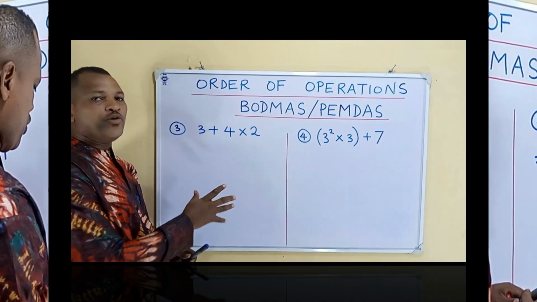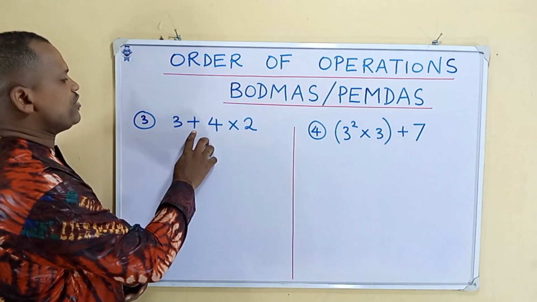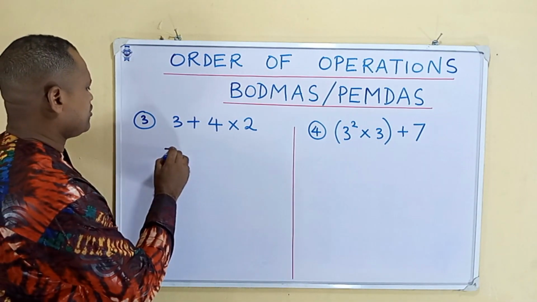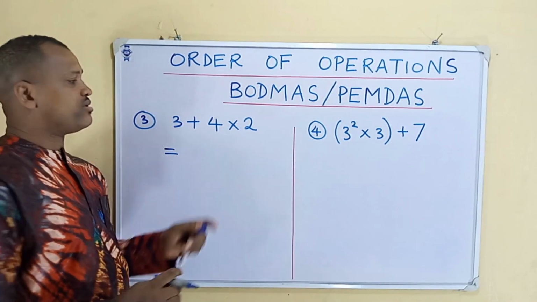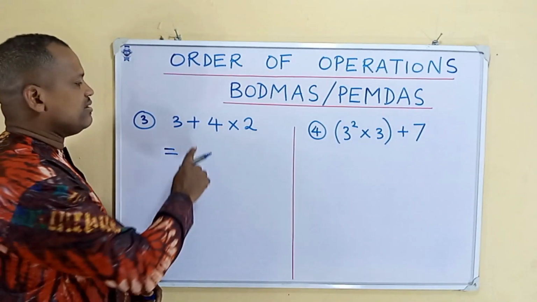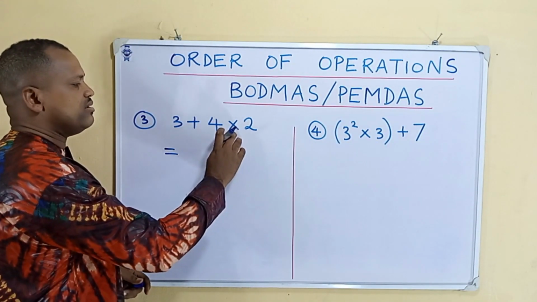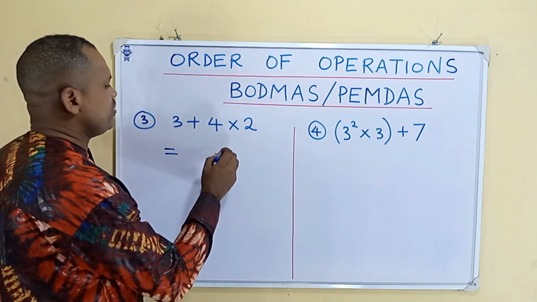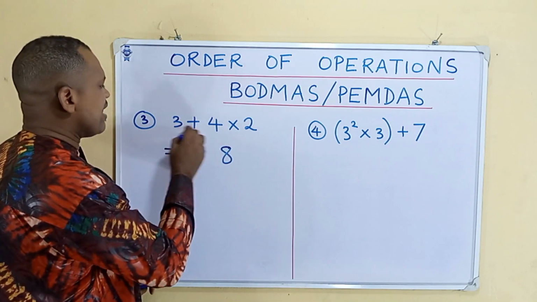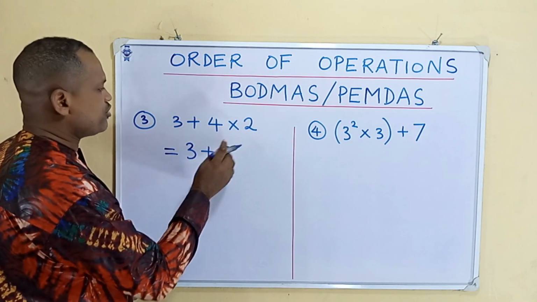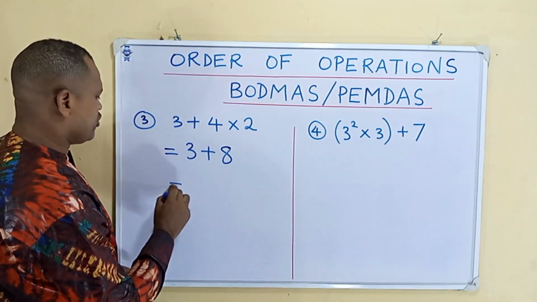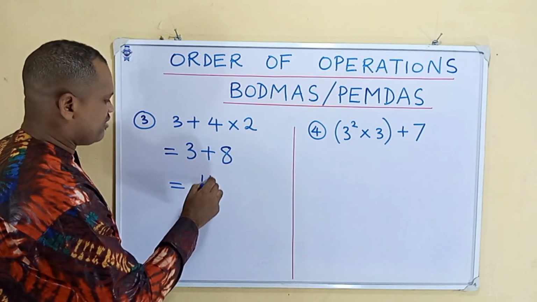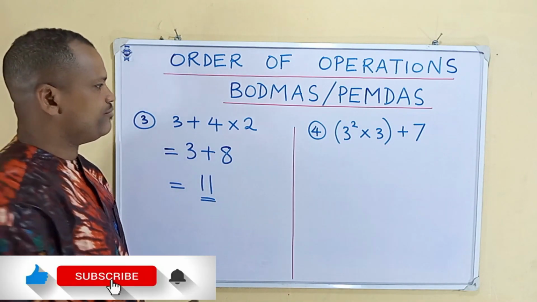160. So for number 3, we have addition and multiplication. So in the order of operations, times is higher than addition. So we start with times first. 4 times 2 is 8. You rewrite this 3 plus, this is 8. So you go ahead and add, that will give you 11.